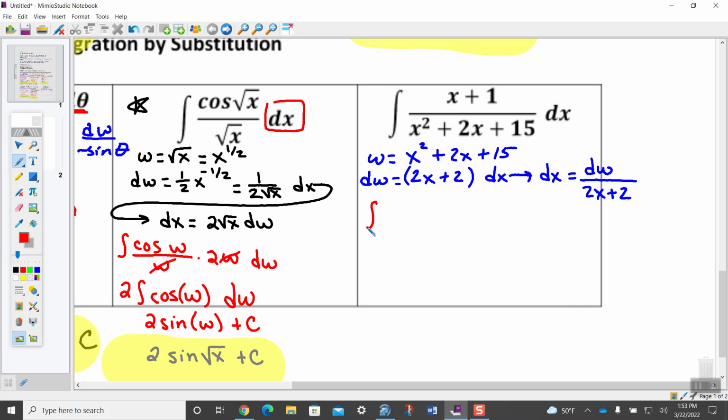So this becomes the integral of anything for x plus 1 up here, kids. Can you change that, or is it what it is? It is what it is. Okay, how about the bottom? What do you want to call the bottom now? The whole bottom is just what now? W. How about this part right here? What do you want to replace the dx with?